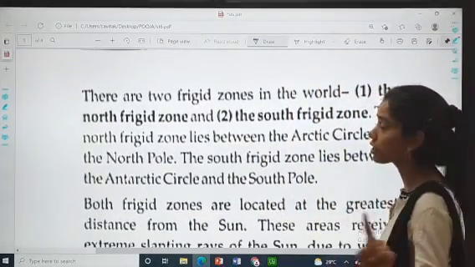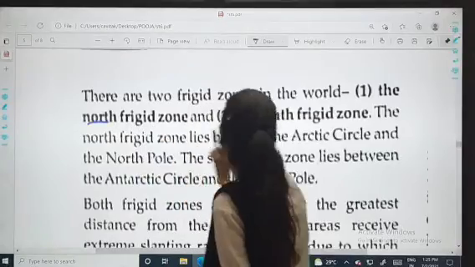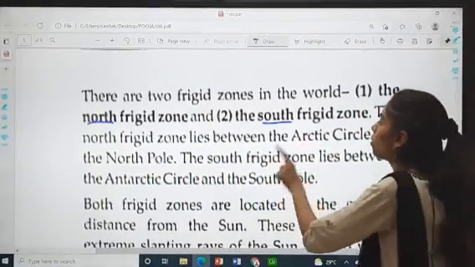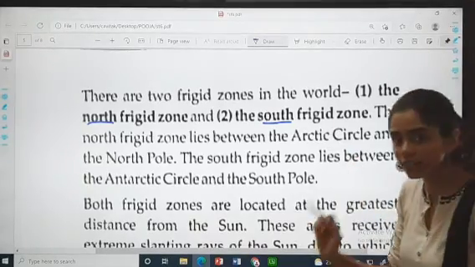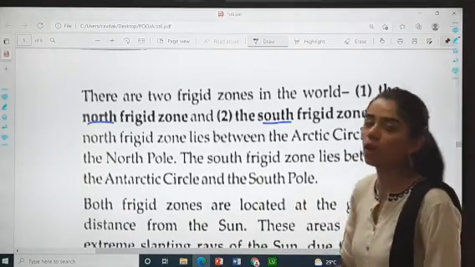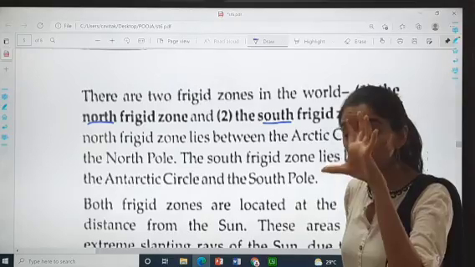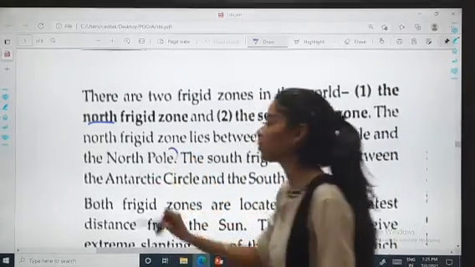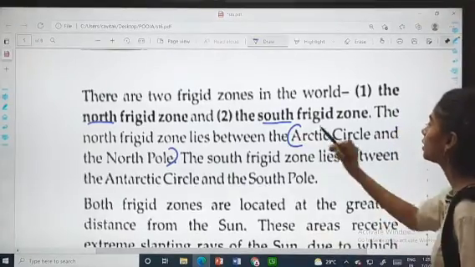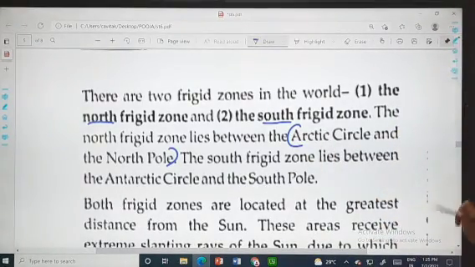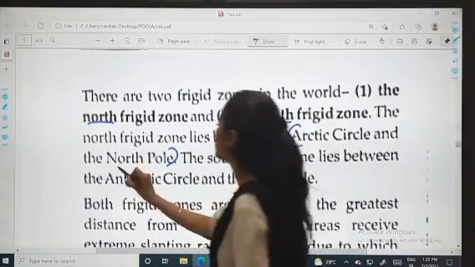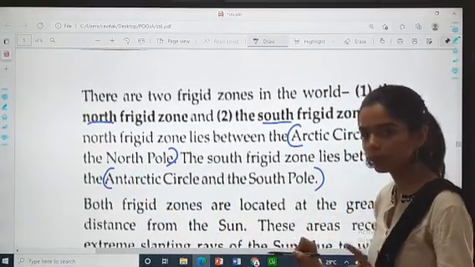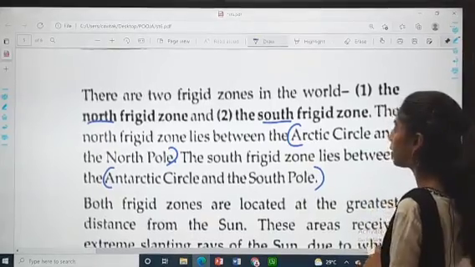There are two frigid zones, the North Frigid Zone and the South Frigid Zone. The North Frigid Zone lies between the Arctic Circle and the North Pole. So where does the North Frigid Zone come? Between the Arctic Circle and the North Pole. The South Frigid Zone lies between the Antarctic Circle and the South Pole. Is it clear? This you have to remember.